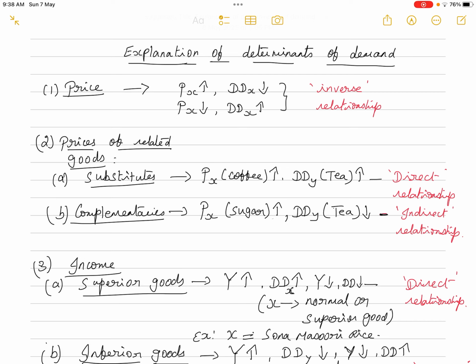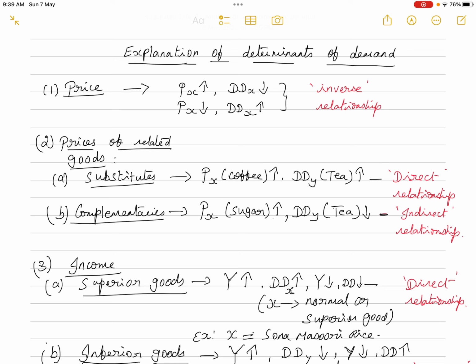Then the second factor that influences the demand for the commodity is the prices of related goods. Okay, so it is not only the price of its own, the commodity's demand also depends upon the prices of its related commodities. There are two types of related commodities. One is the substitute and another one is the complementary. Substitute is that either this commodity or that commodity can be used. So commodity X can be replaced by commodity Y.